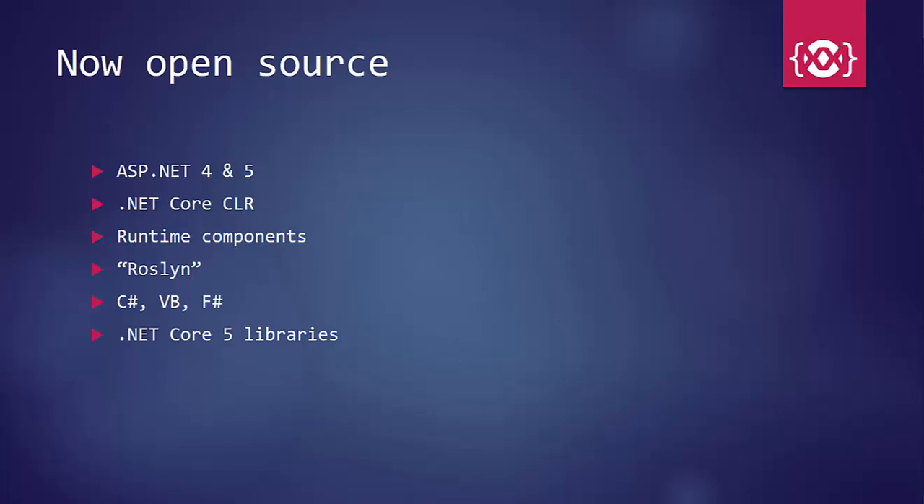Okay, so now wrapping up. This is everything that is open sourced right at this moment. We have ASP.NET 4 and 5, we've got the core CLR, we've got all the runtime components, we've got the .NET compiler platform Roslyn, C#, VB and F#, and the .NET Core 5 libraries. I must also add that the full framework is not open source, but it's rather source open.